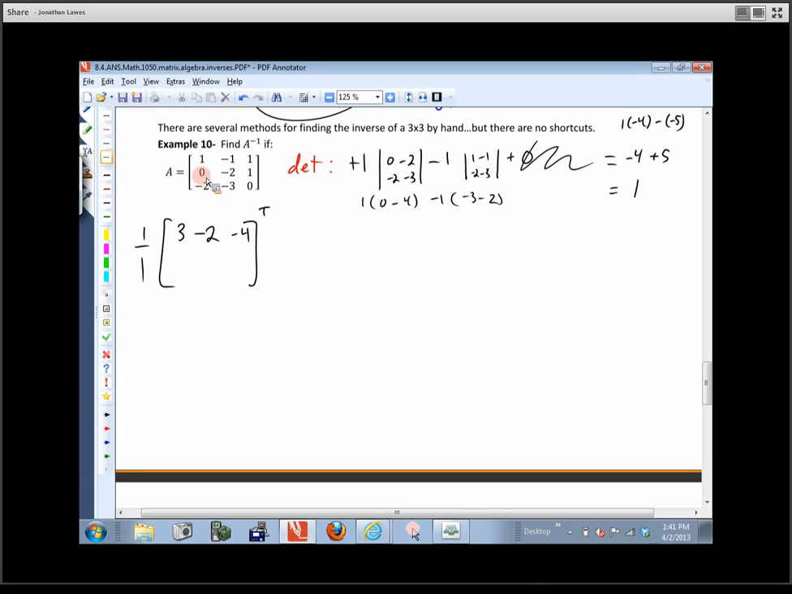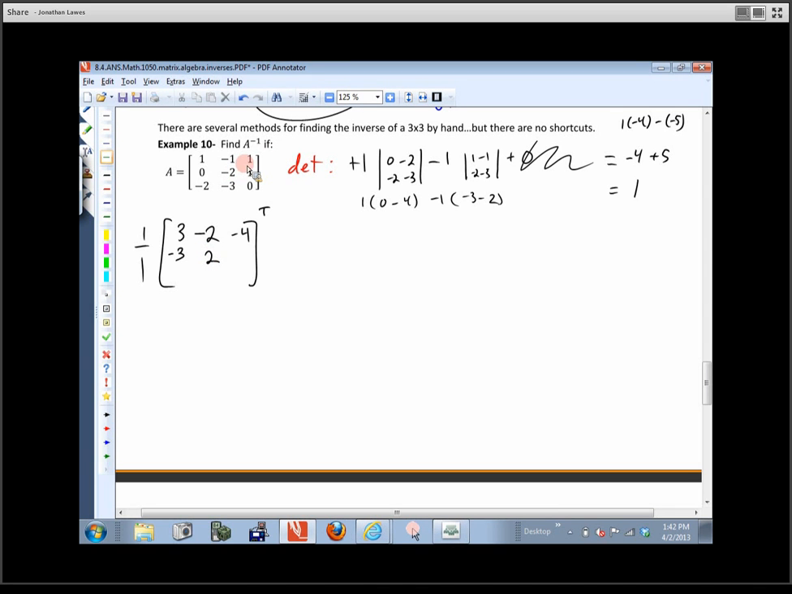Okay, let's take a look at this one. Sign associated with the position? Negative. Now its minor is right here. It's the -1 and the 1, the 0 and the -3 and the 0. So 0 minus a -3, so that's a +3. What do I put right here? It's got a negative in front of it, so that's going to be a -3. Sign associated with this position? Positive. Cross out the row and column. 0 minus a -2, so that's going to be a +2.